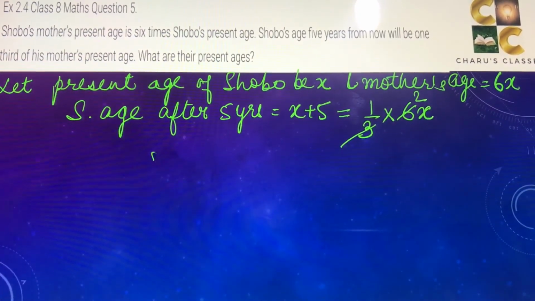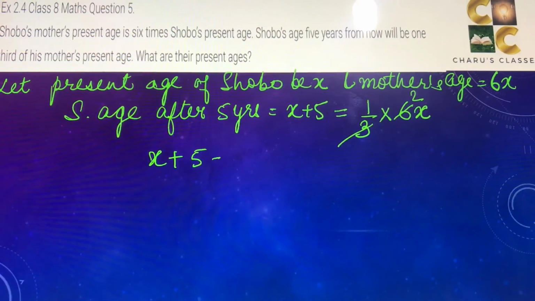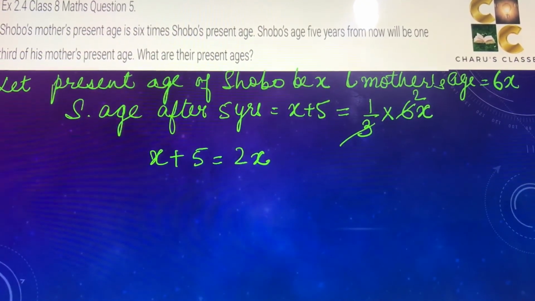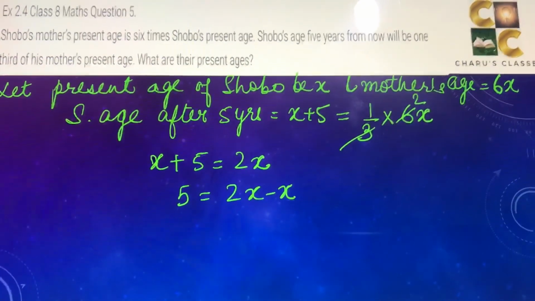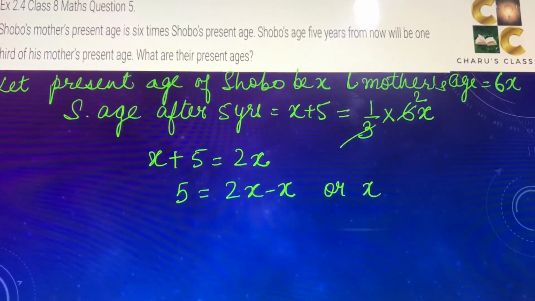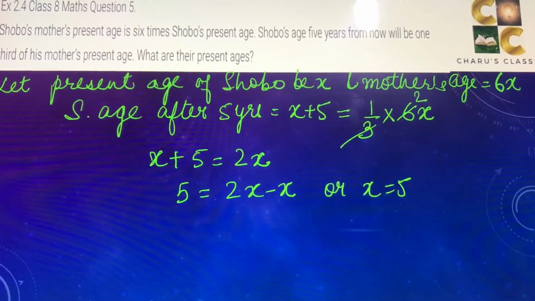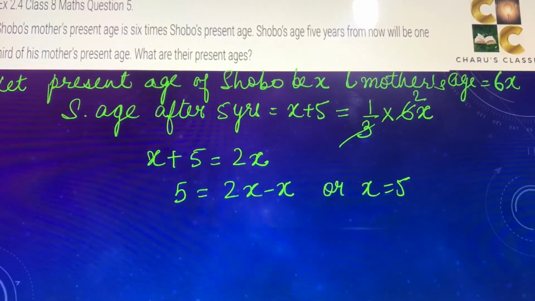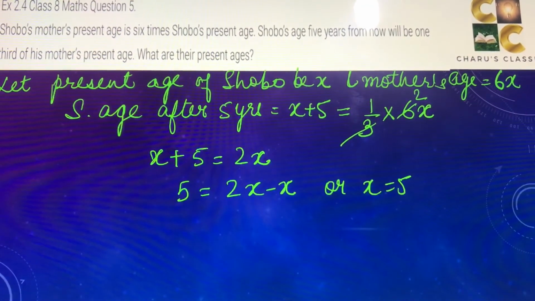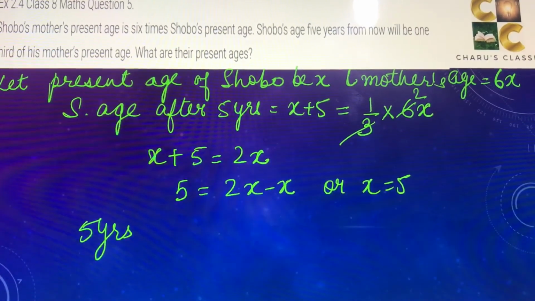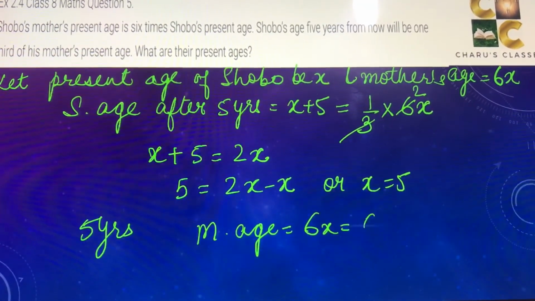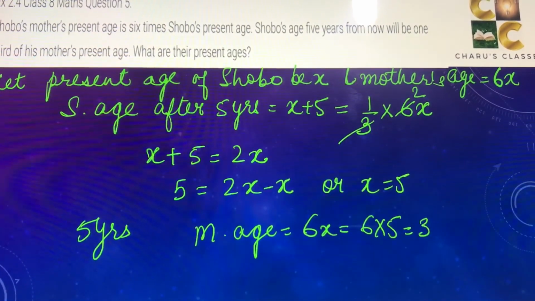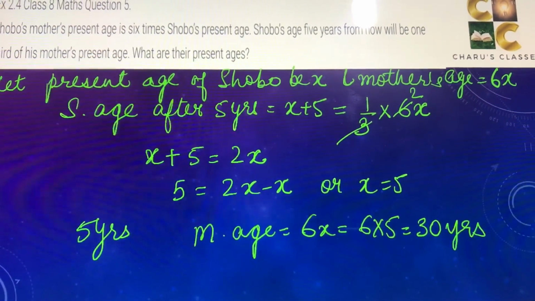This 3 and 6 we can cancel. 3 2s are 6. x plus 5 is equal to 2x. Taking the x terms together, 5 is equal to 2x minus x, or x is equal to 5. So Shobo's present age is 5 years, and the mother's age, that is equal to 6x, which is equal to 6 into 5, that is 30 years.